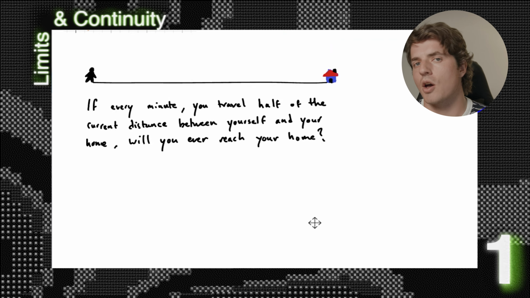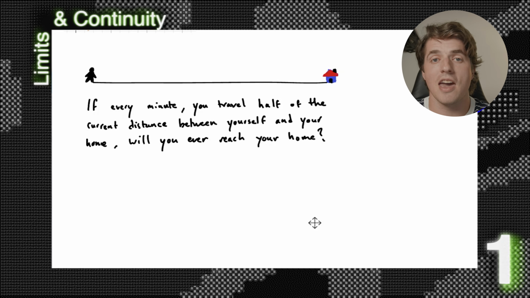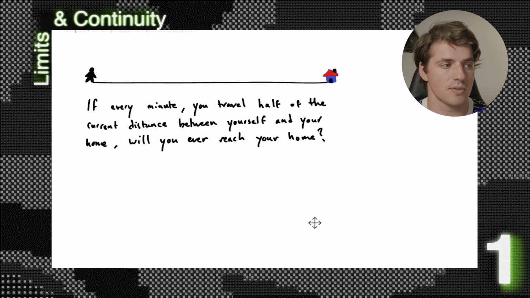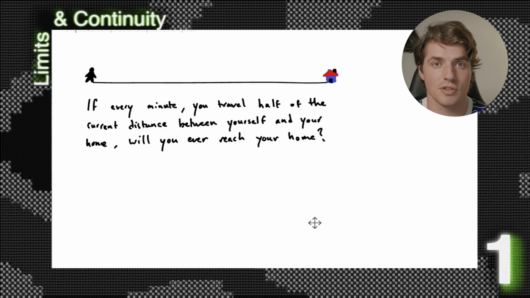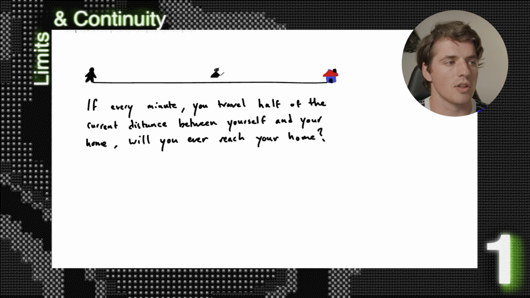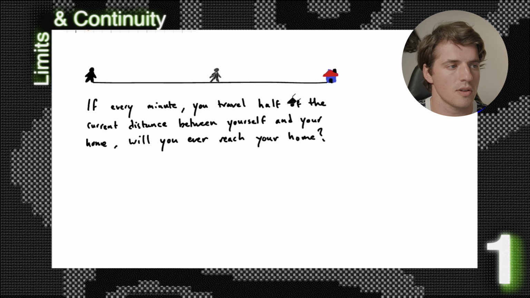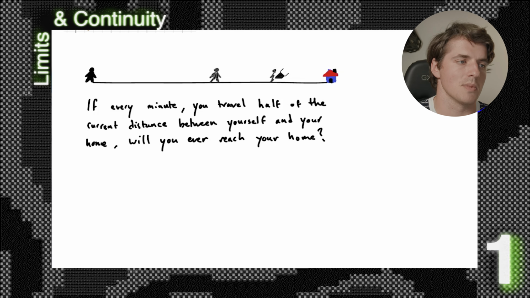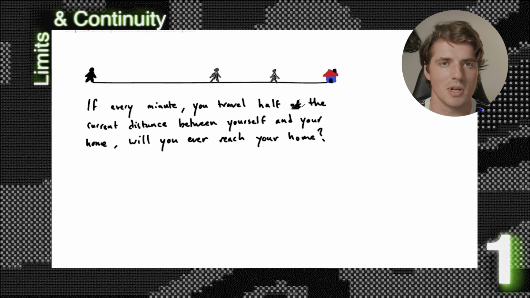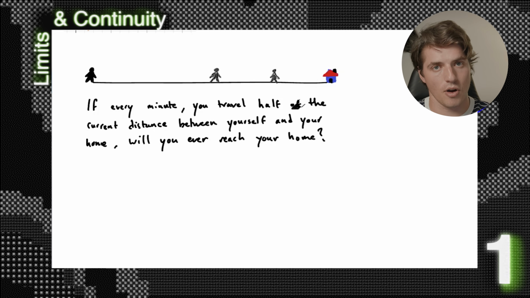Okay, so we're standing away from our house, let's say 1 mile or 1 kilometer away from our house. If every minute we travel half of the current distance that we are to our house, will we ever reach home? Okay, so the first minute, we're starting 1 kilometer away, and then we end up here. Let's draw a little person there. That's about halfway. The next minute will be halfway from there. And we'll continue. I don't need to draw so many people. But if we're always halving the distance, will we ever reach our home?